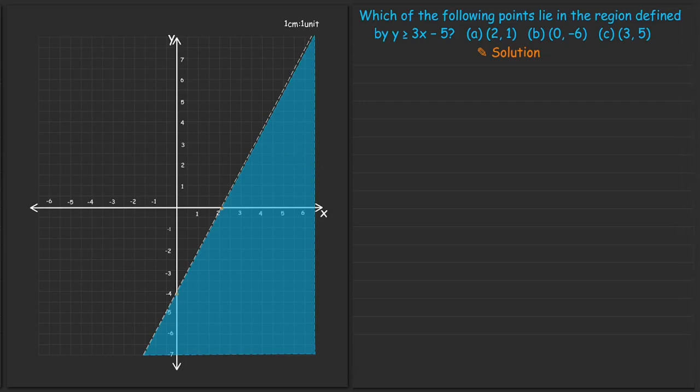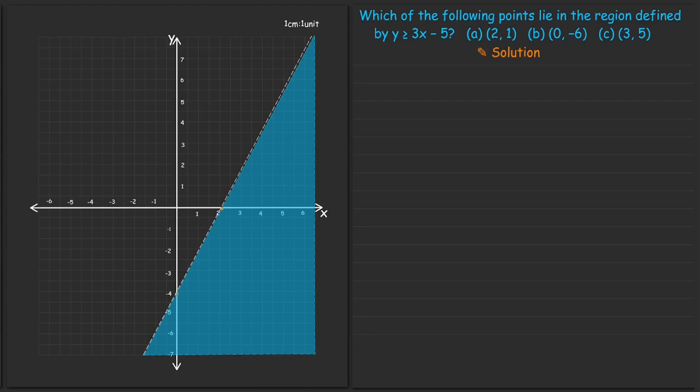Our next question says, which of the following points lie on the region defined by y is greater than or equal to 3x minus 5? And the points are (2, 1), (0, -6), (3, 5). So how are we going to solve this type of question? There are 2 ways you can do this. You can either use algebraic substitution or you can use the graph.